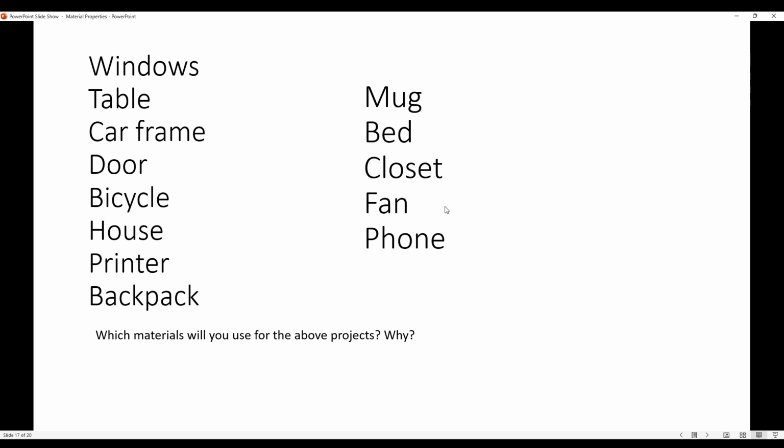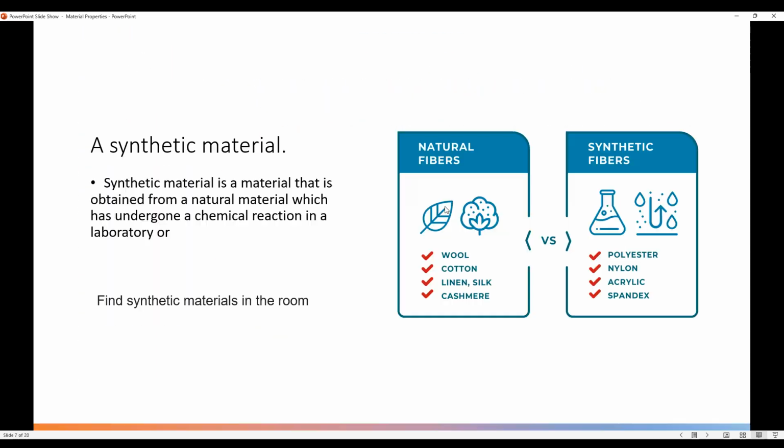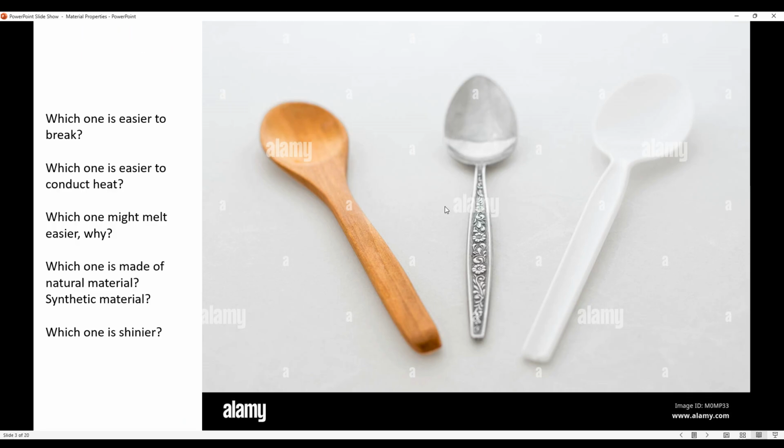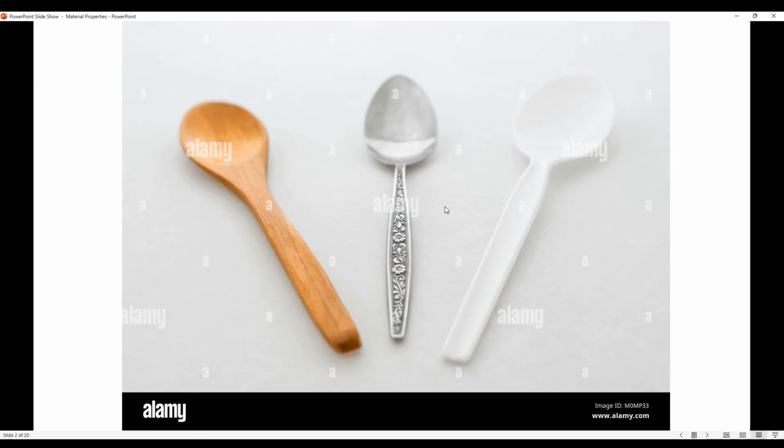So, what did we talk about today? We talked about different types of materials and how every material has different properties. And it's very important to consider the properties of the materials you will be using in a project based on the nature of your project.